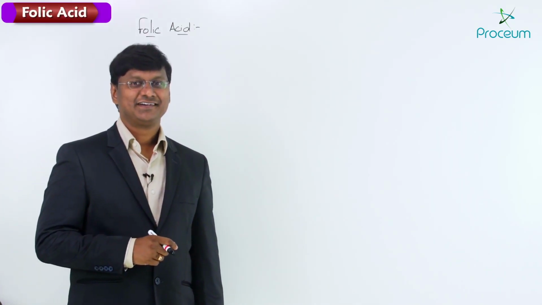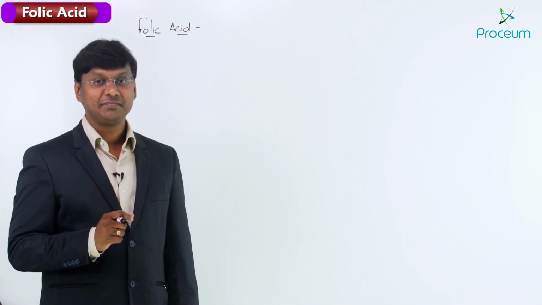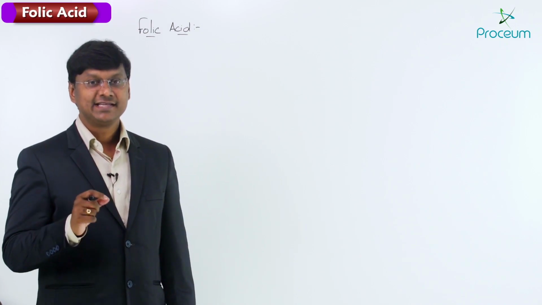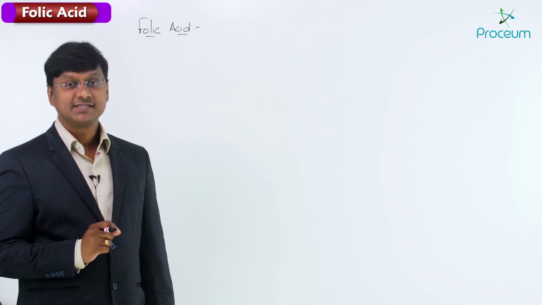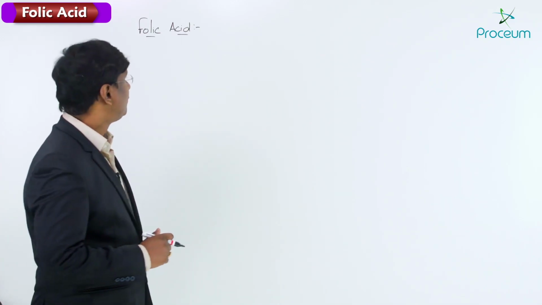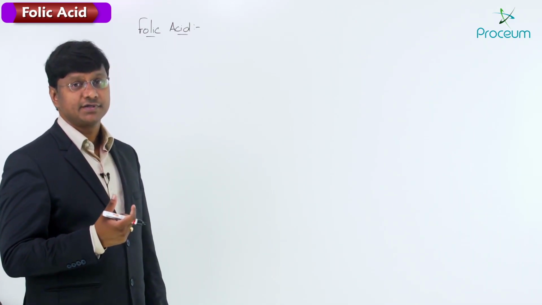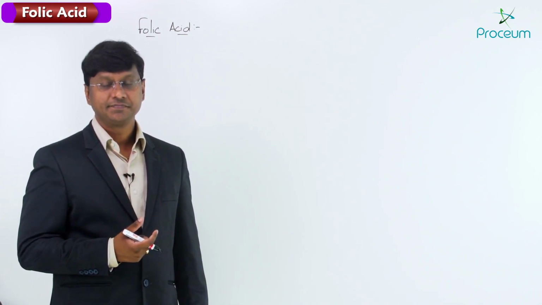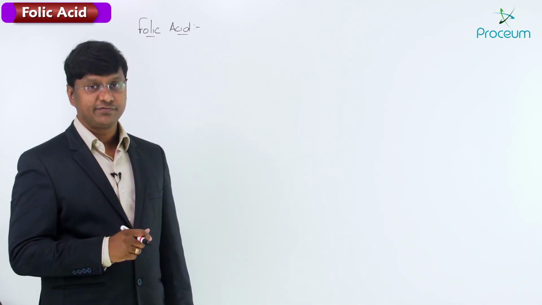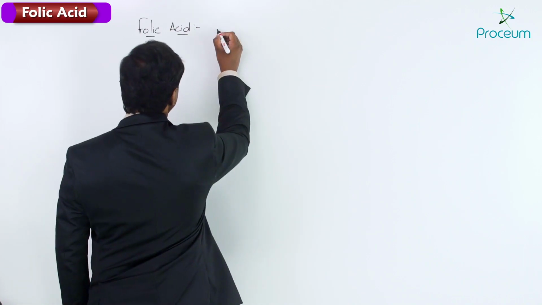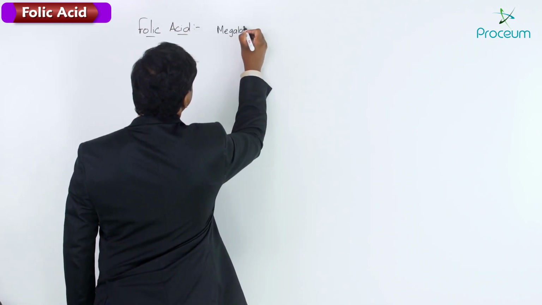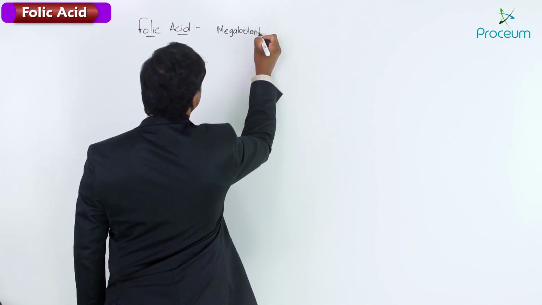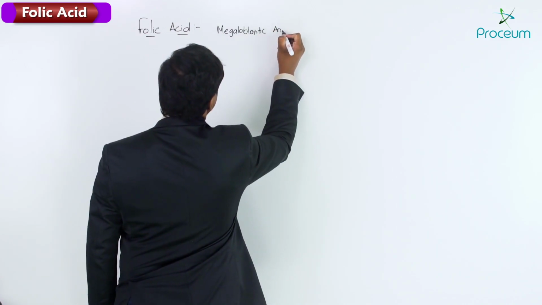Hello everyone. After having discussed the very important hematinic, that is iron, let me take up the discussion of another very important hematinic, that is folic acid. Folic acid is required for the synthesis of RBC, and deficiency of folic acid will result in megaloblastic anemia.